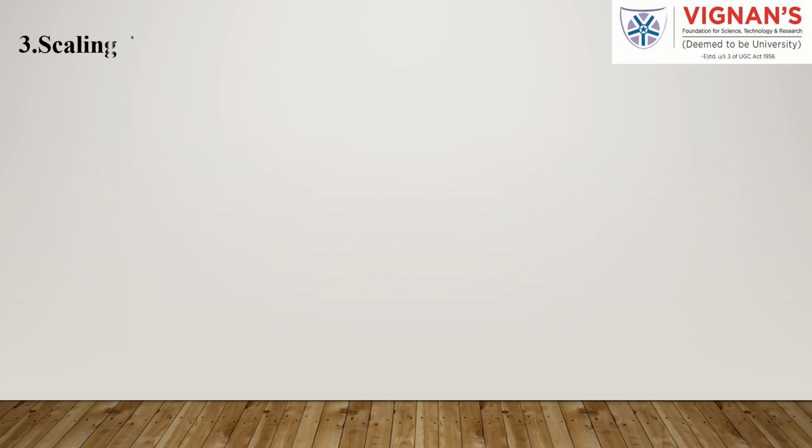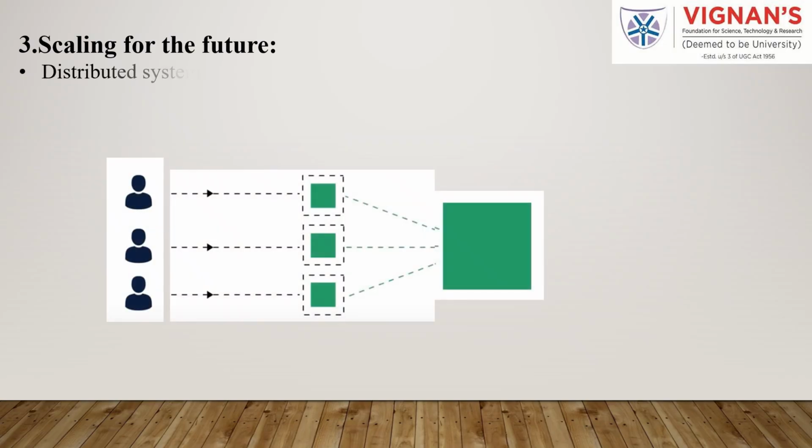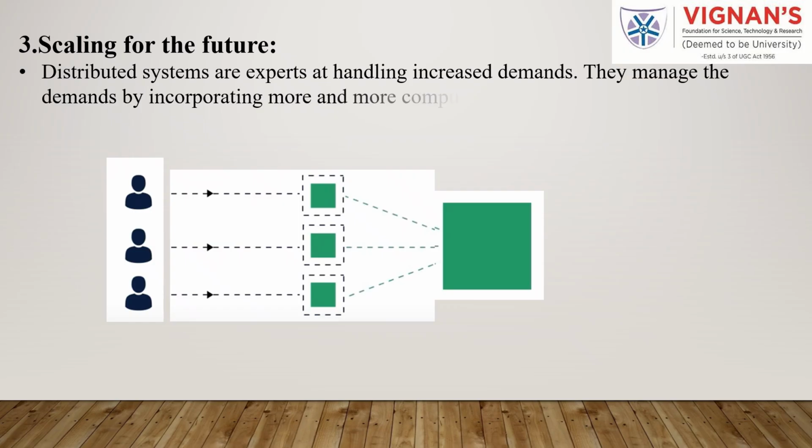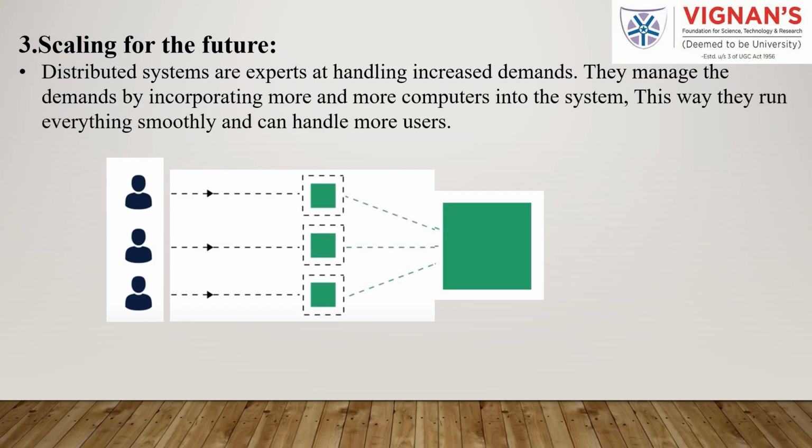Scaling for the future. Distributed systems are experts at handling increased demands. They manage the demands by incorporating more and more computers into the system. This way they run everything smoothly and can handle more users.